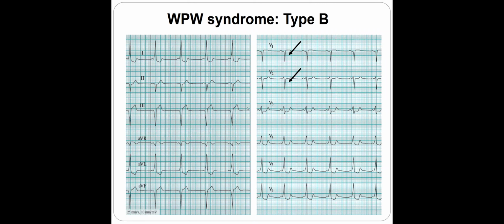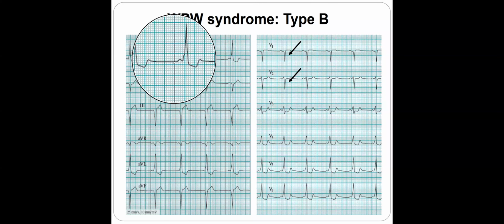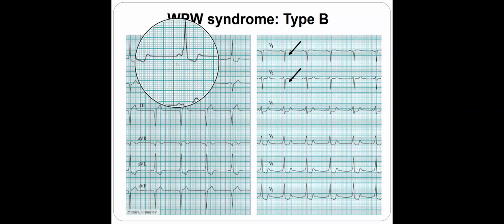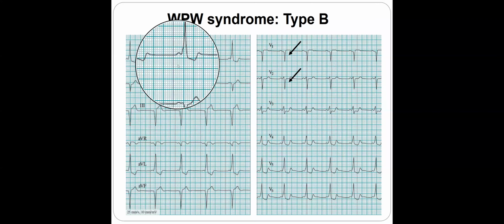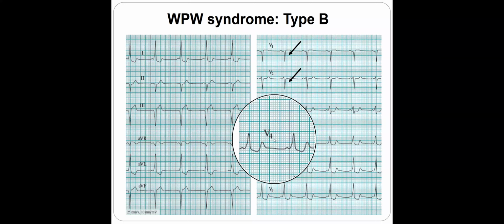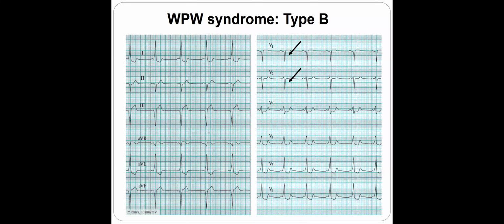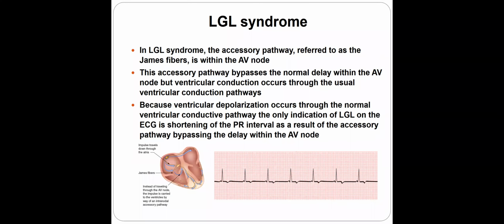Now, by looking at this PR interval, very short, you do see a notching in the first part of the QRS complex, but you have to look through all 12 leads. And sometimes not every lead has this nice delta wave. This is why you have to follow it.